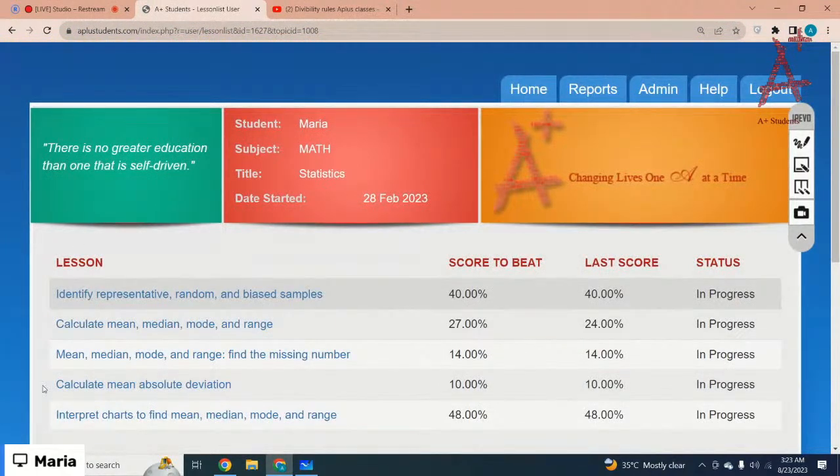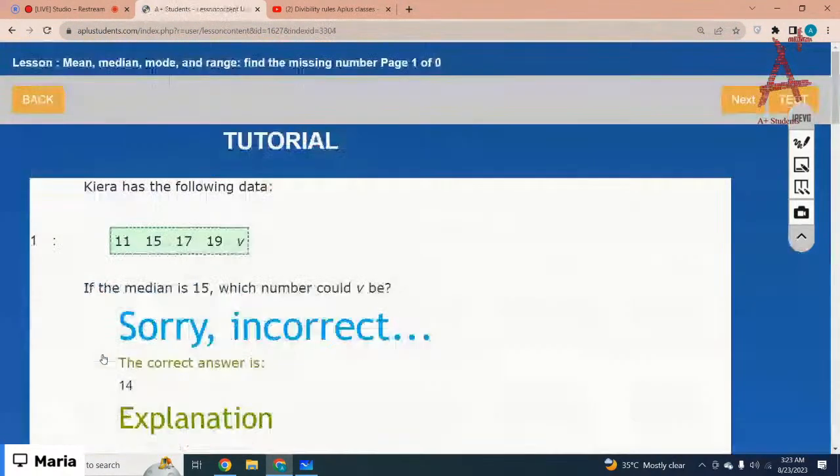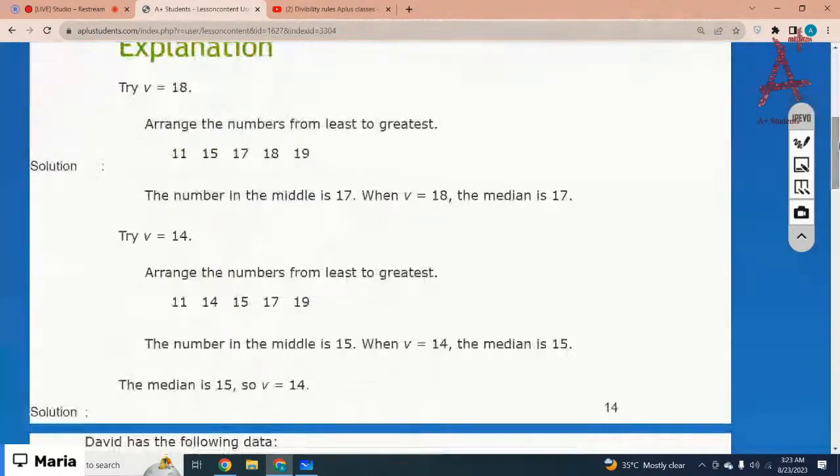The next lesson is mean, median, mode, and range: find the missing number. Okay, Kira has the following data: 11, 15, 17, 19, and V. If the median is 15, what number could V be? Right? The median is the middle number that divides the data into two equal parts, right?